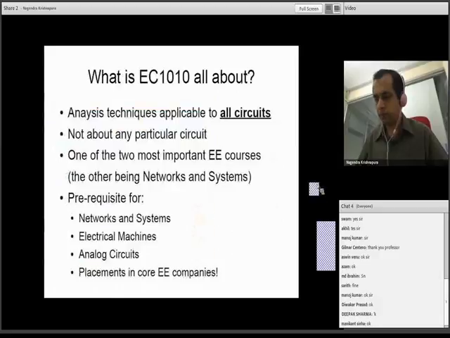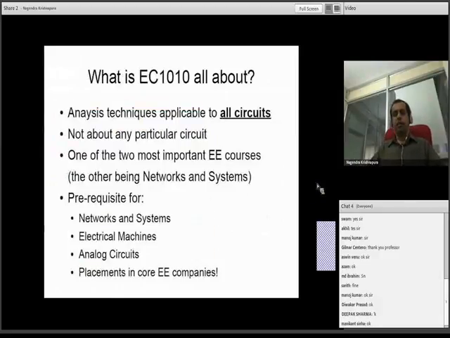So as I said, this course is about analysis techniques applicable to all circuits, and it's not about any particular circuit. And it turns out that if you look at the electrical engineering curriculum in any university, this is one of the most important courses, mainly because it lays a foundation for a number of courses that you will encounter, such as networks and systems, where you will analyze circuits using more advanced techniques such as Laplace transforms. And some of you may go on to do courses in analog circuits. The methods of circuit analysis that you learn in this course are absolutely essential for that course.